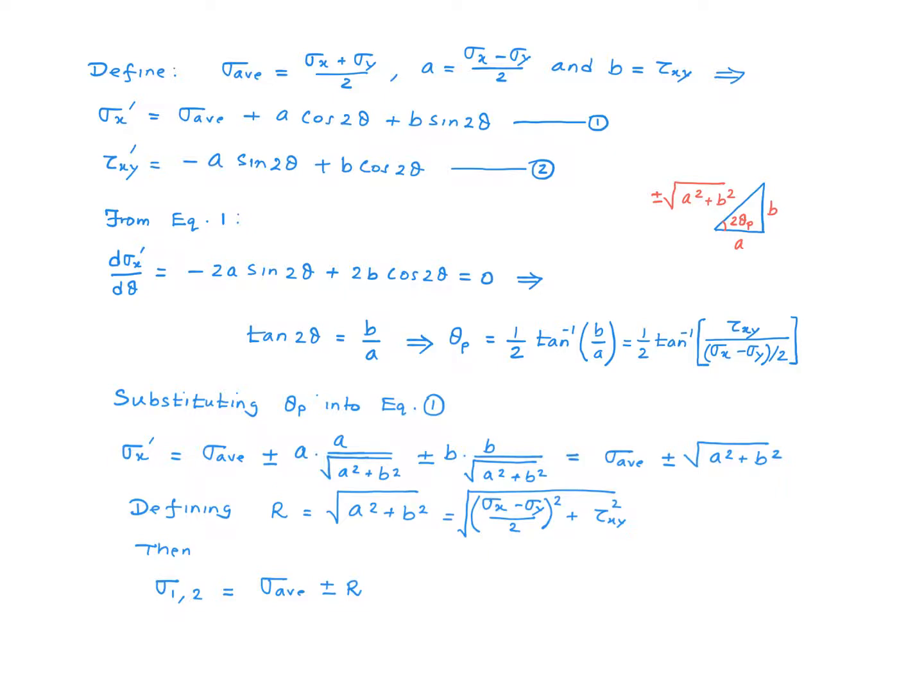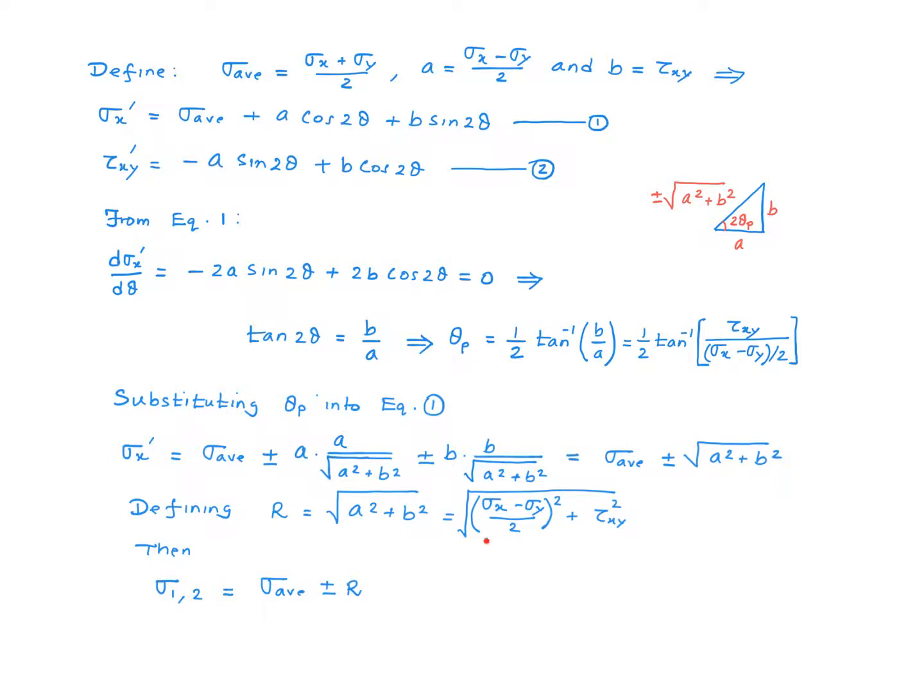So here it is, sigma x prime equals sigma average plus a times cosine 2 theta. So now we come back to this little triangle. Cosine 2 theta would be a over plus or minus square root of a squared plus b squared, right? And then plus b times sine 2 theta. Sine 2 theta would be b over plus or minus square root of a squared plus b squared. So that simplifies to this.